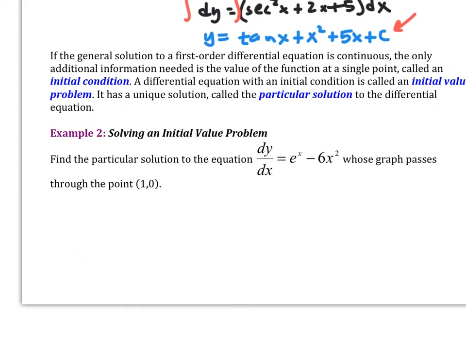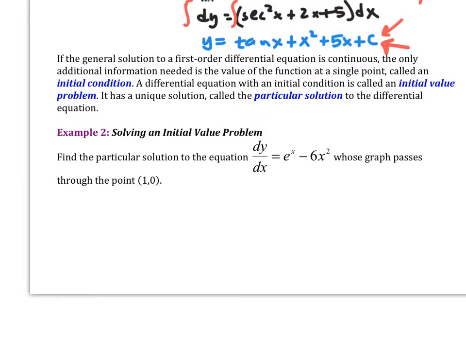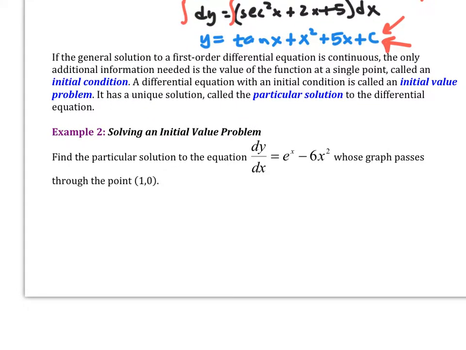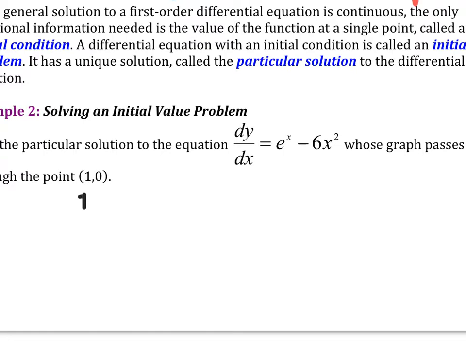If the general solution to a first order differential equation is continuous, the only additional information needed is the value the function takes at a single point called an initial condition. What the initial condition will do is it'll help you to solve for what that c value is. A differential equation with an initial condition is called an initial value problem. It has a unique solution called the particular solution to that equation. So let's do the same thing on this, knowing that the initial condition here is 1, 0.